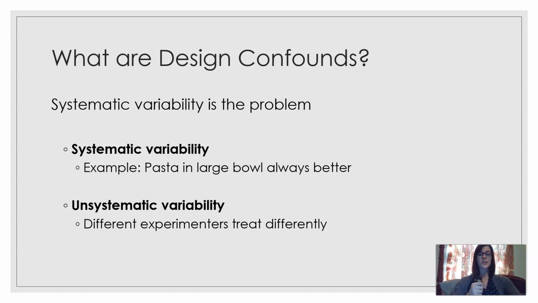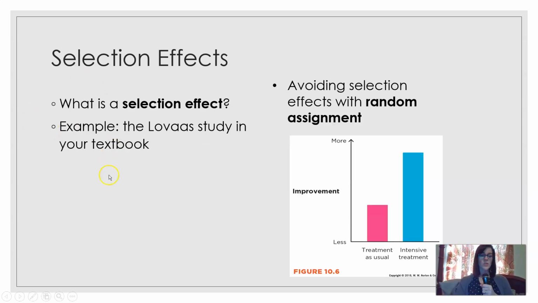And you want to try as much as possible to reduce that variability as well, but by and large, systematic variability creates design confounds, and design confounds mean that you can't get that cause-effect relationship because you can't tease apart those confounding variables. So let's move on to talking about selection effects.